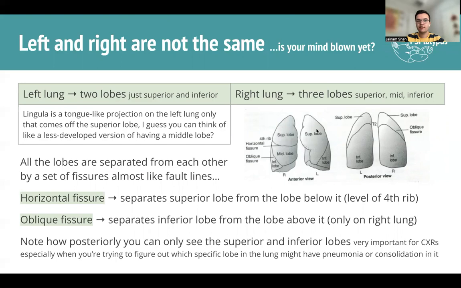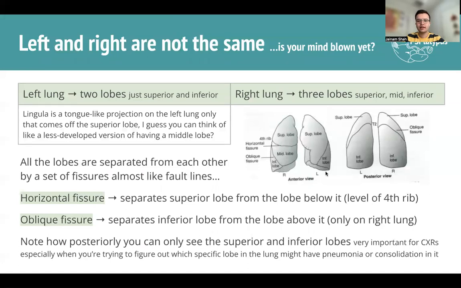Just to be a bit more specific, the left lung has two lobes, a superior lobe and an inferior lobe, whereas the right lung has three lobes: superior, middle, and inferior lobes. If you want to simplify this a bit, think about, I guess, embryologically speaking, why does one have two and why does the other one have three lobes?